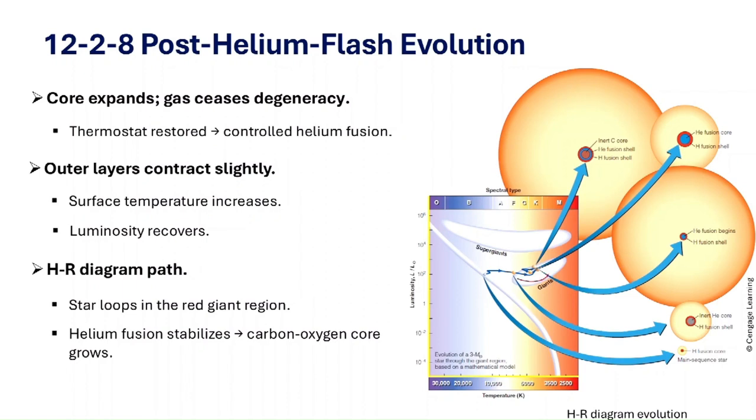Now in the HR diagram, notice the multiple loops. These reflect transitions between hydrogen shell burning, helium core burning, and later helium shell burning. So the star's path is not a straight line, and these loops capture the dynamic response of the star to changes in its core and envelope. So post-helium flash evolution is a return to stability, but with a fundamentally changed interior: a carbon-oxygen core surrounded by helium and hydrogen fusion shells.